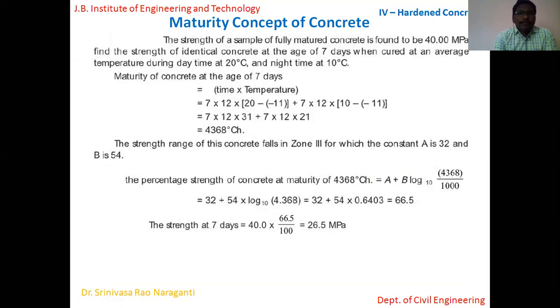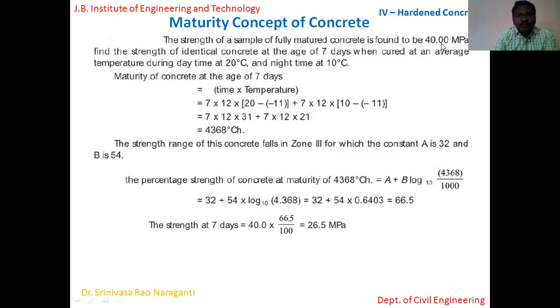So one question, let me read it out for you. The strength of a sample of a fully matured concrete is found to be 40 MPa. That's what, when it is completely matured, it is 40 MPa. Now they're asking us to find the strength of identical concrete at the age of 7 days when cured at an average temperature during daytime of 20 degrees centigrade and nighttime of 10 degrees centigrade. Look at the question, guys.